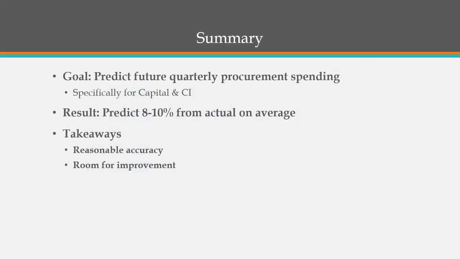Overall, our goal was to be able to predict future quarterly spending, specifically for capital and cooking ingredients. Our results show that we would be able to predict within 8 to 10% of actual spend on average. Our takeaway is that this model has reasonable accuracy for predicting quarterly spend for capital and cooking ingredients, but we do think there's room for improvement.